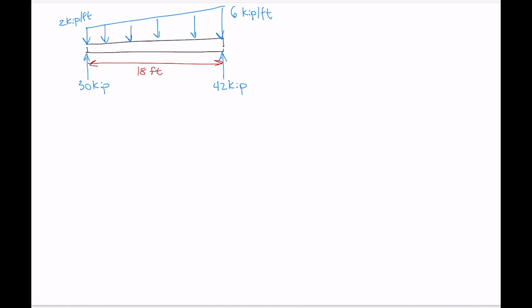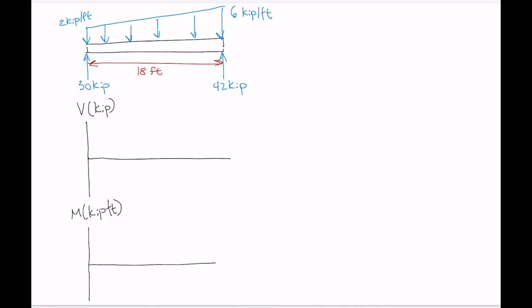So let's set ourselves up for our shear and moment diagrams here. So we've got shear diagram with units of kip here, and our moment diagram with kip feet. Okay, brilliant. And let's do our shear diagram first, sorry. So our shear diagram, actually let's draw these lines so we know where we're going first. Okay, great, now we're set up.